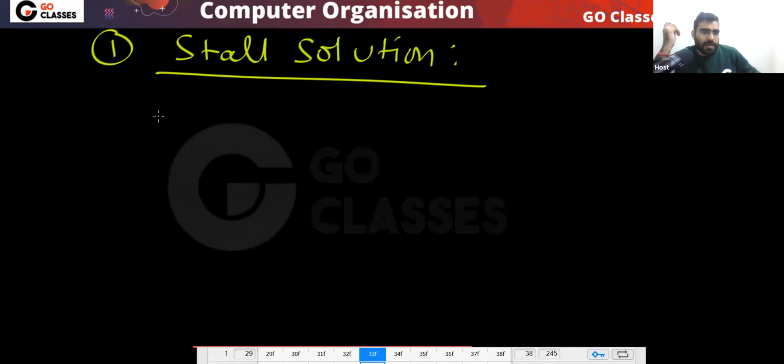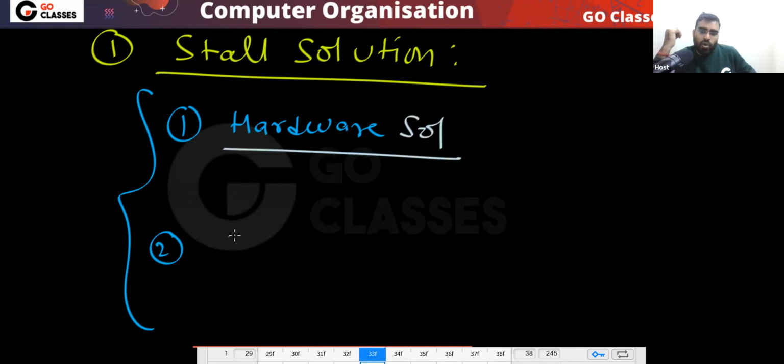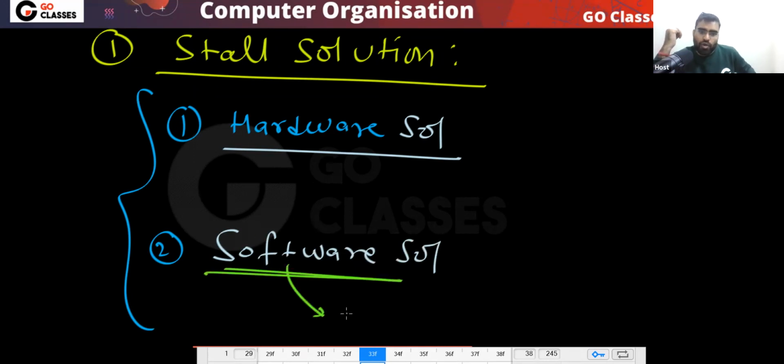Before I explain this stall solution, let me tell you that you can put this responsibility either on hardware or on software. Both of them we will explain. By software, I mean the compiler. By hardware, I mean your decoding phase.